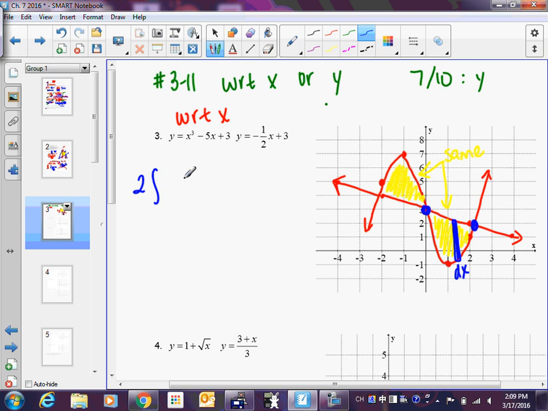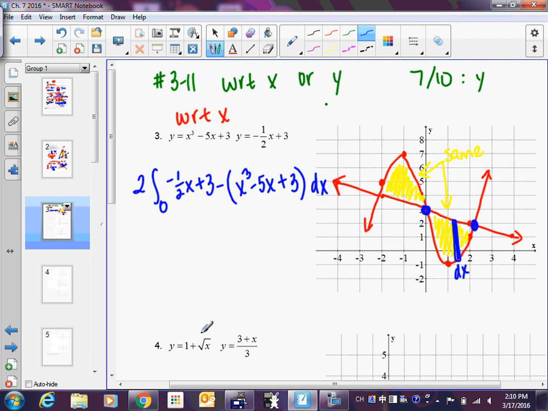So it's going to be the line, which is negative 1/2 x plus 3, minus the curve, the cubic, which is x cubed minus 5x plus 3. And then we multiply by dx because it's base times height. Okay, this is the same as doing top minus bottom dx. Now, for our bounds, I'm pretty confident that first bound is 0.